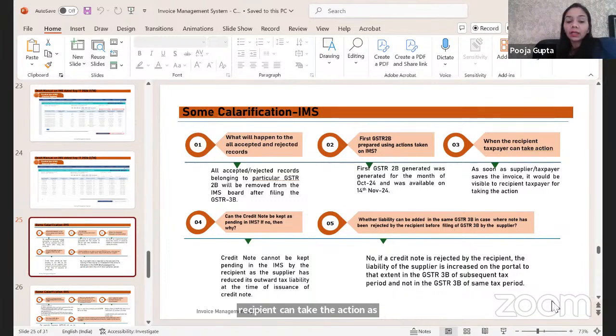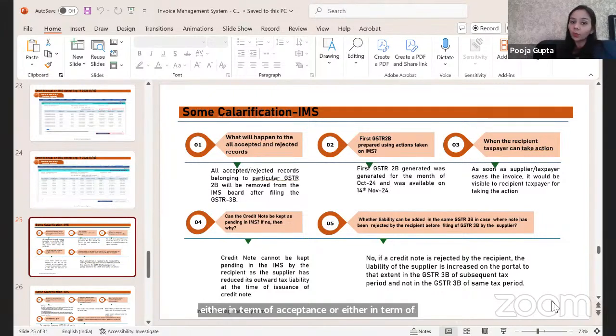Next, most important, can a credit note be kept as a pending item? Can the supplier leave it as a pending item? No. The recipient cannot keep the credit note as a pending item because it is going to impact the liability of the supplier. The recipient has to mandatorily take action on the credit note furnished by the supplier, either in terms of acceptance or in terms of rejection.